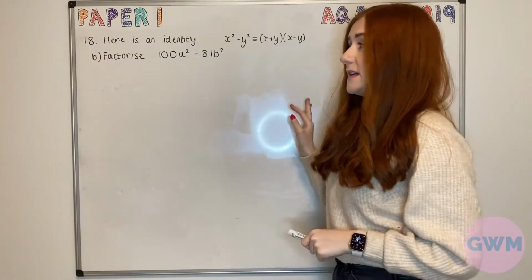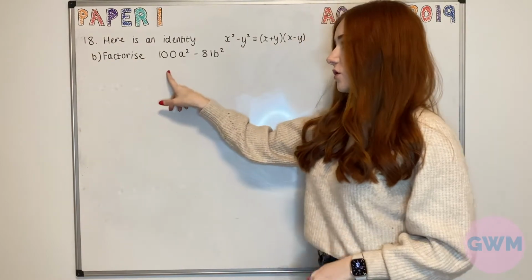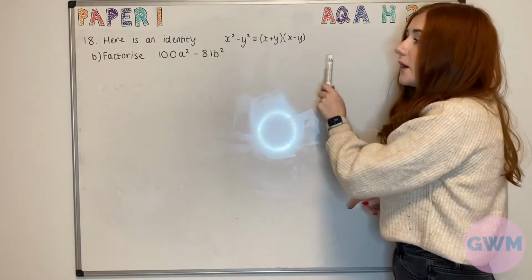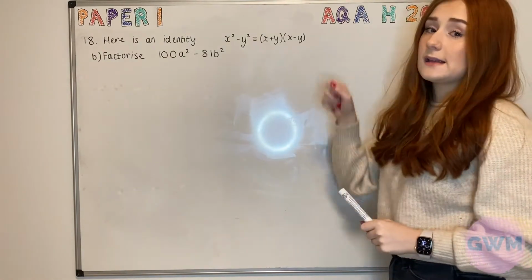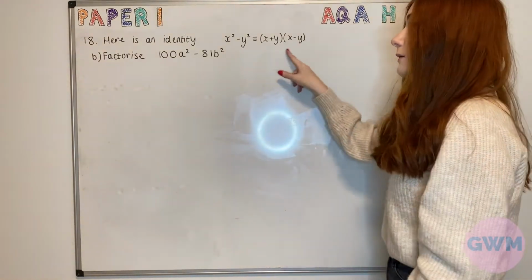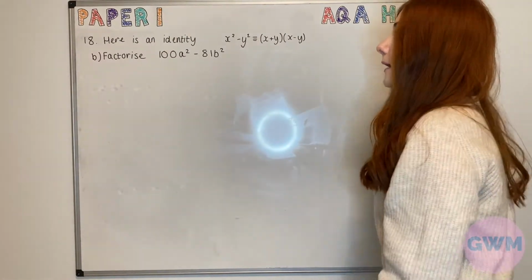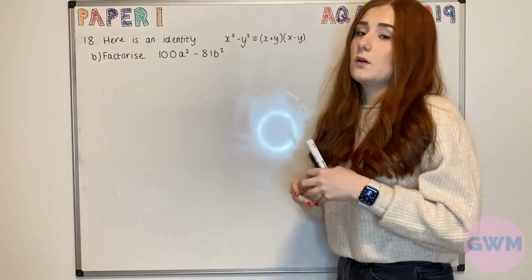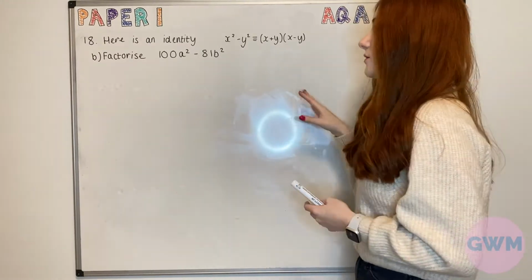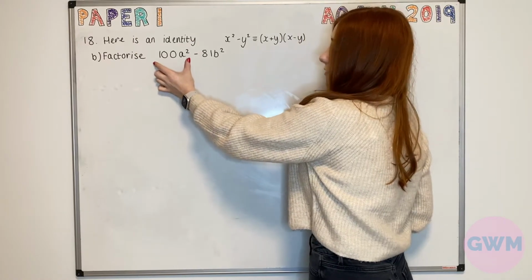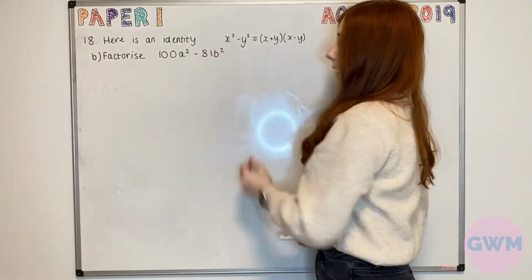The next part of 18, so 18b, says factorise 100a squared minus 81b squared. And remember, it's part of this 18 question that gives us this identity. And factorise basically means put the brackets back in. So we want to get an answer in this form. Now, you may be thinking, oh, well, x equals a, but that's not the case. We need the whole part of this side of the equation to equal x squared.